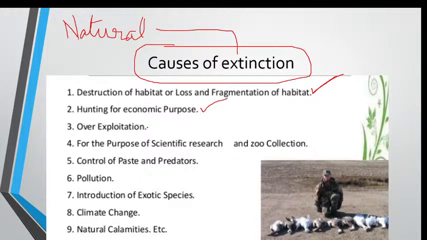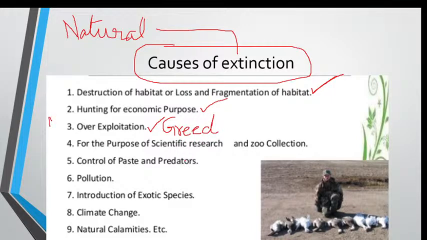Then the third is over exploitation. Over exploitation means, this is what we say, nature always has enough for man's need, not for his greed. Nature provides everything for your need, but not for your greed. And overexploitation happens as a result of greed. Always, mother nature provides everything for your need.